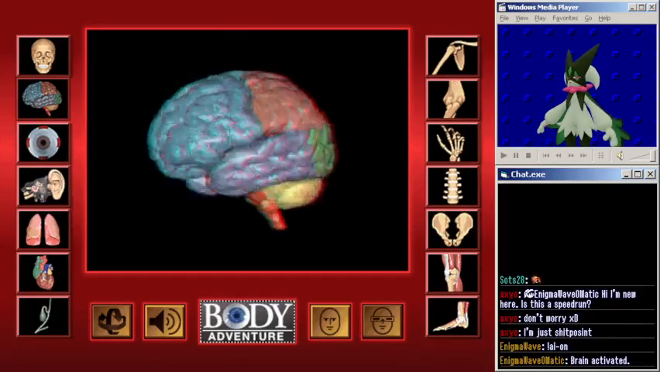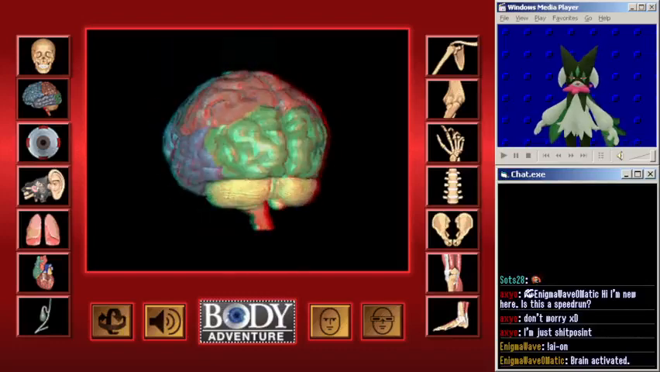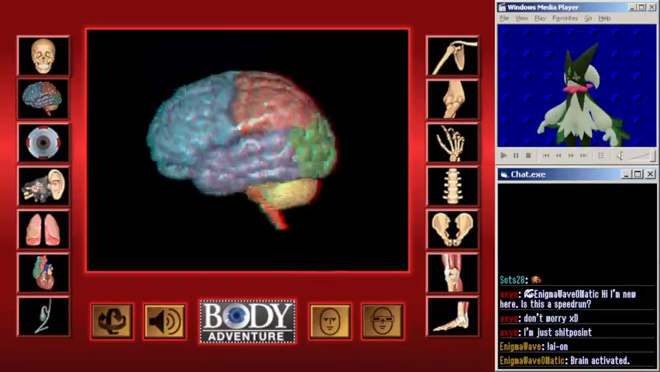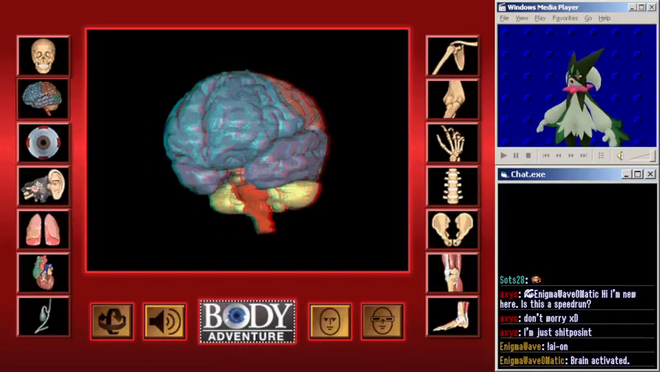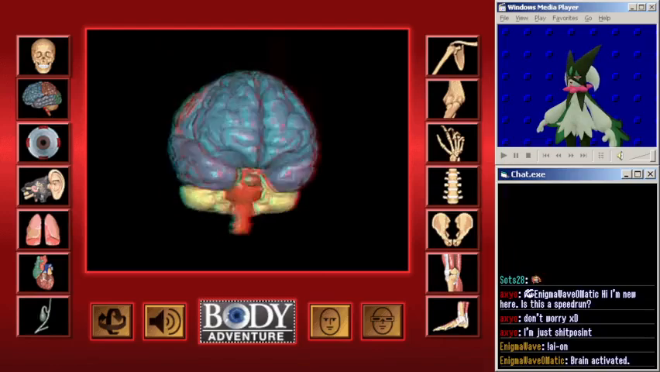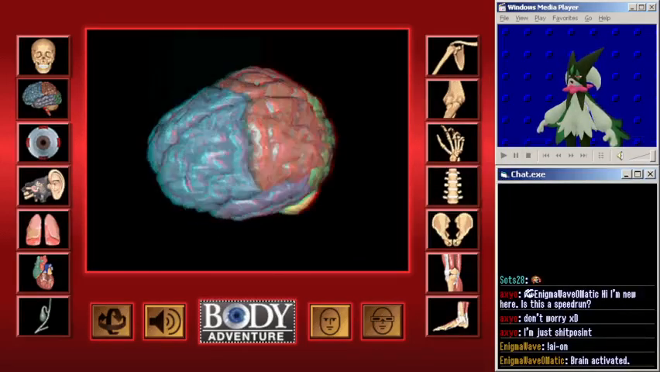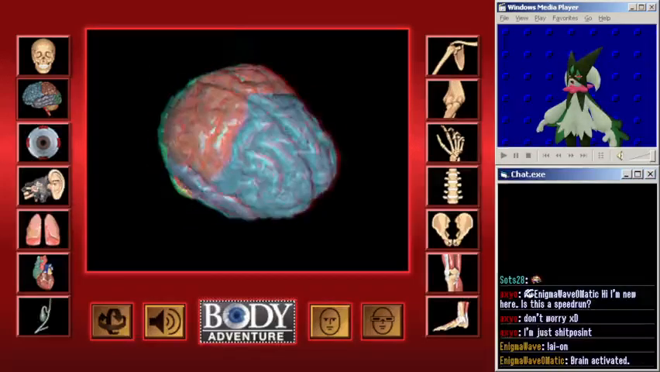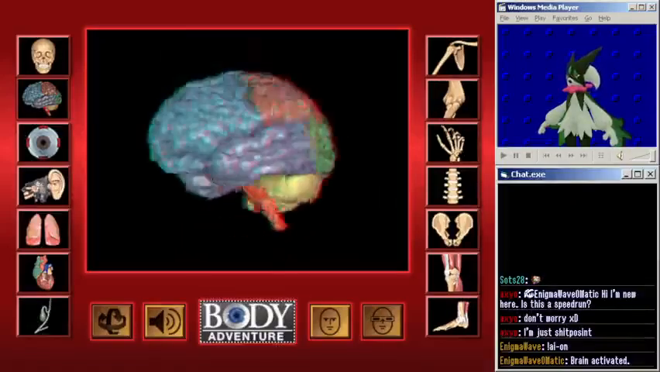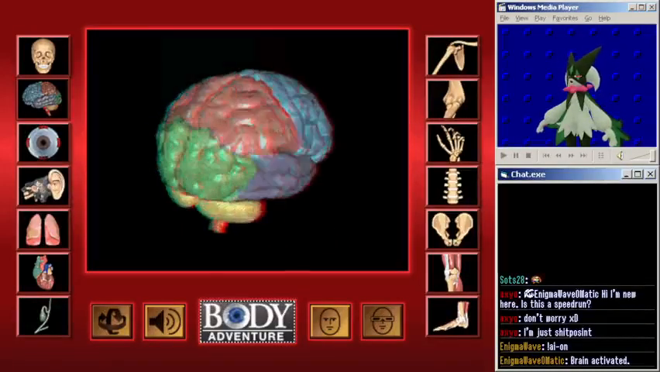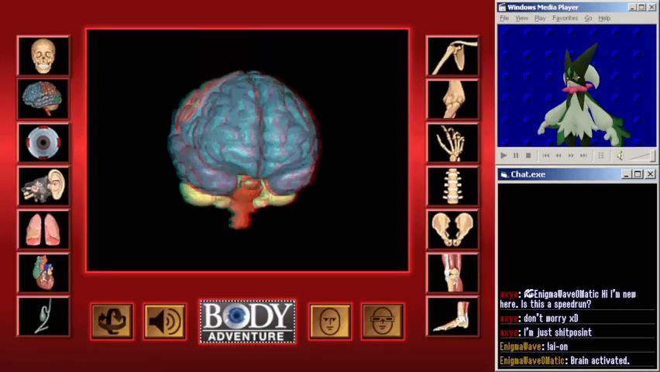Brain. Yeah, this has the strangest mouse code on it, though. So there's a minimum distance the mouse has to move before it actually rotates the model. So if you move it too slowly, you get no motion at all. But then, once you hit the minimum required speed, it just kind of goes nuts. So getting very precise control over this is quite difficult.